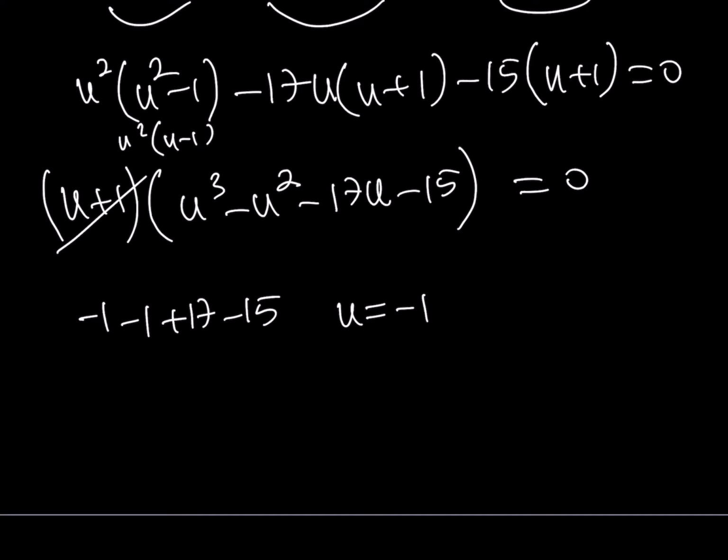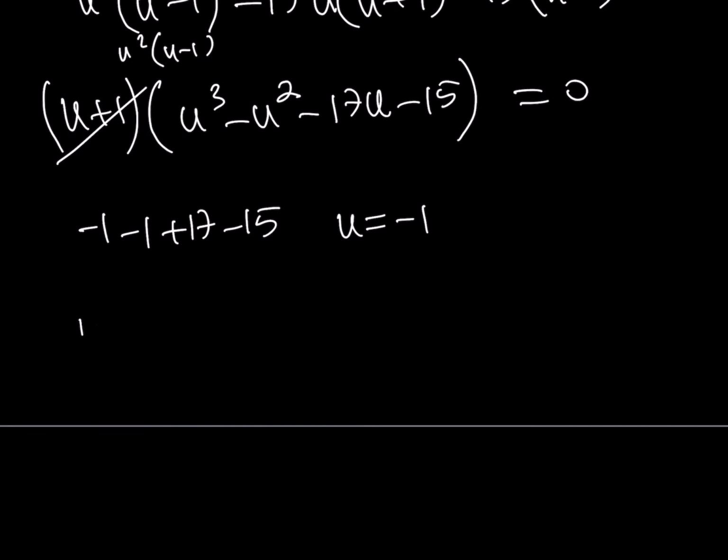So what I can do is manipulate it further. Maybe write it this way, and then write it like this. And then what am I doing? 2u, and then, is that going to work? Nope, it's supposed to be negative 2u, right? Like this. And then I can write it as minus 15u minus 15.